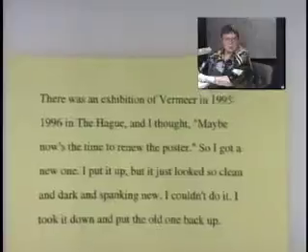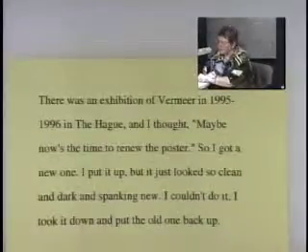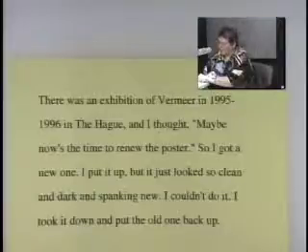So let's take a look at this next part. There was an exhibition of Vermeer in 1995, 1996 in The Hague, and I thought, maybe now's the time to renew the poster. So I got a new one. I put it up, but it just looked so clean and dark and spanking new, I couldn't do it. I took it down and put the old one back up.